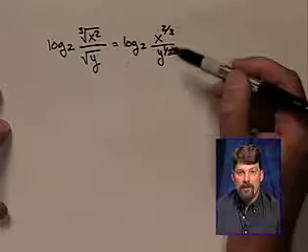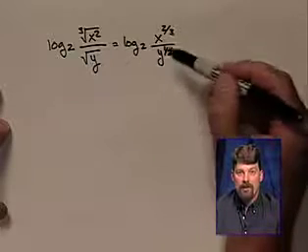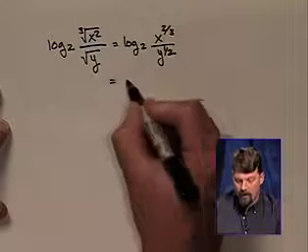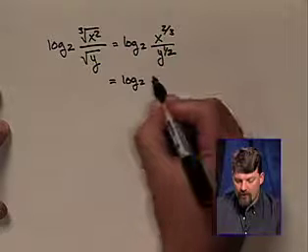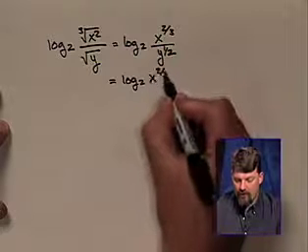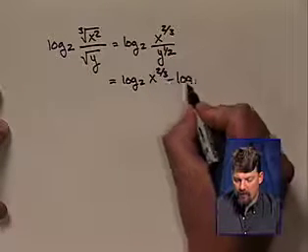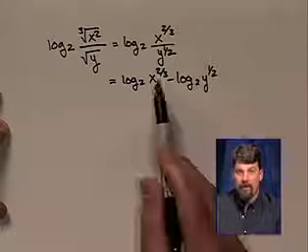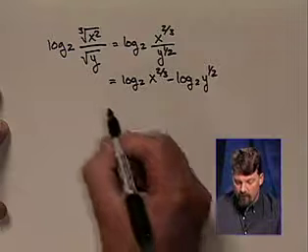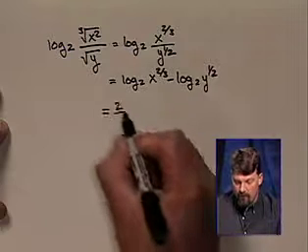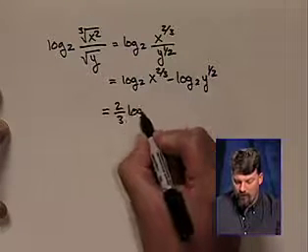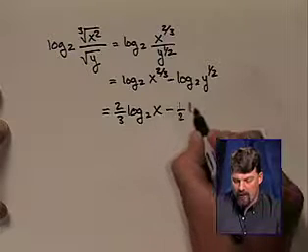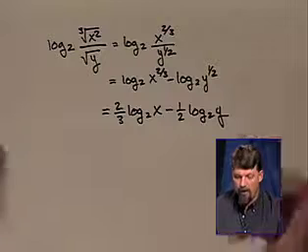Now what we notice is that we're taking the log base 2 of a quotient, and I can rewrite that as the difference of two log statements. So that would be the log base 2 of x to the 2/3 minus the log base 2 of y to the 1/2. And finally, I can bring each of these exponents out in front. And so that would give me 2/3 log base 2 of x minus 1/2 log base 2 of y.